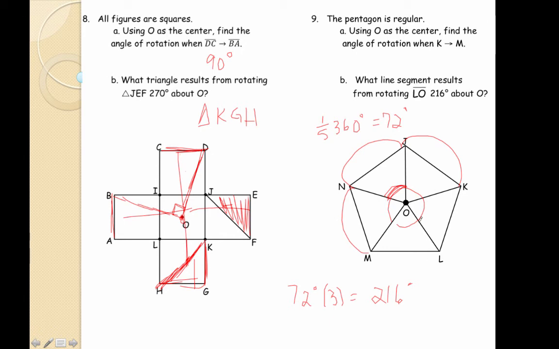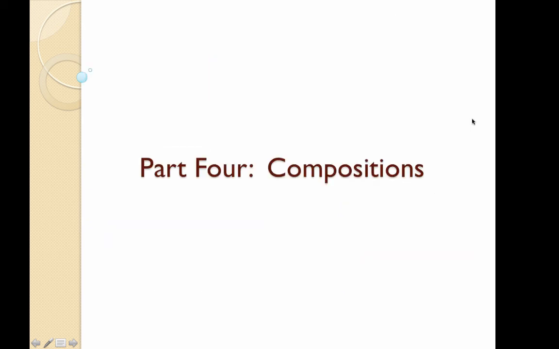If we start with LO, so we're starting with this line here, and we're going to rotate 216 degrees, which we just discovered is 3 little triangles round. Then we go 1, 2, 3, and we get here in O. And that brings us to compositions of these. So I will stop and start again.